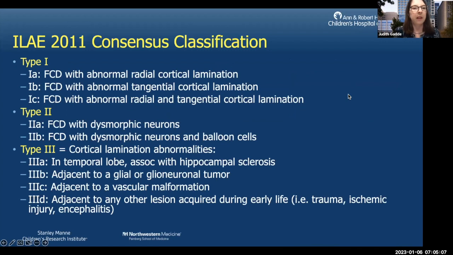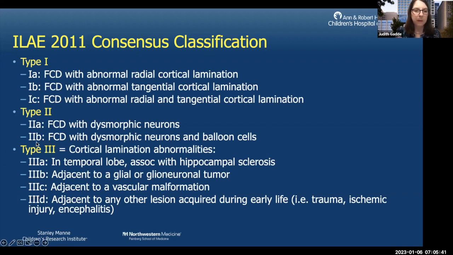So there's the International League Against Epilepsy. This is the most recent classification of focal cortical dysplasia. I will not read this to you. You all can look this up. And this is really more of a pathologic description, as you can see here, talking about abnormal radial cortical lamination, dysmorphic neurons. But I will say the part that makes this the most different from prior classification systems that you might have heard of is this type 3.